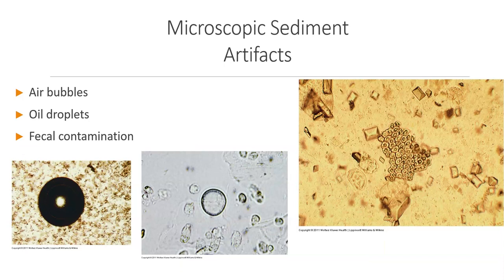Air bubbles are always fun, and sometimes they'll have this distinctive black round appearance. So you want to be very careful when you put your urine on the slide that you don't get air bubbles. Oil droplets can cause problems when reading the urine sediment, and this is the reason you need to keep your microscope objectives clean. Fecal contamination is not your fault, but you need to be sure that patients are aware that they need to not contaminate the urine with feces. If it is detected, then the sample needs to be recollected.